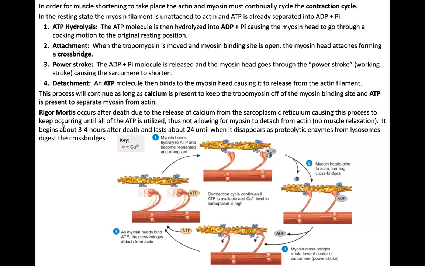Okay. Now, I'm sure you guys have heard of rigor mortis before, right? Well, if you haven't, rigor mortis is what happens after we die or after another animal dies. It's because of the release of calcium from the sarcoplasmic reticulum, causing this process to keep occurring until all the ATP is utilized. So essentially, calcium's released, there's still ATP left over, so the muscles are actually contracting until the ATP runs out, which means they get stuck in this position right here, where the myosin heads can no longer detach from the actin, and therefore no muscle relaxation can occur.